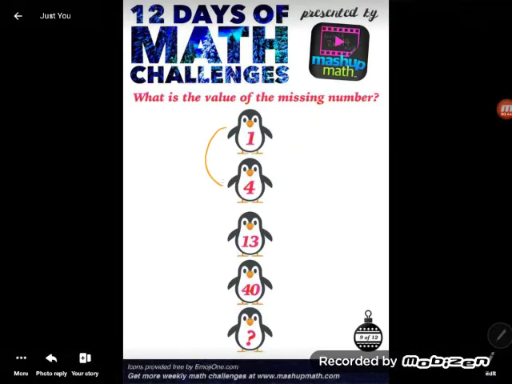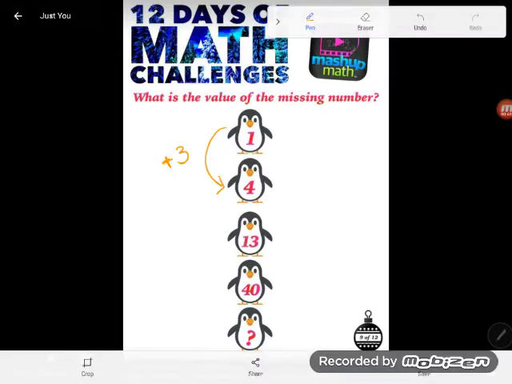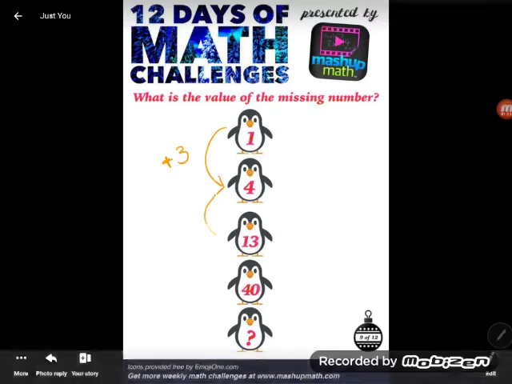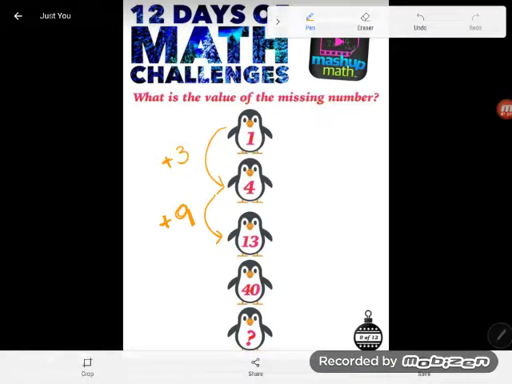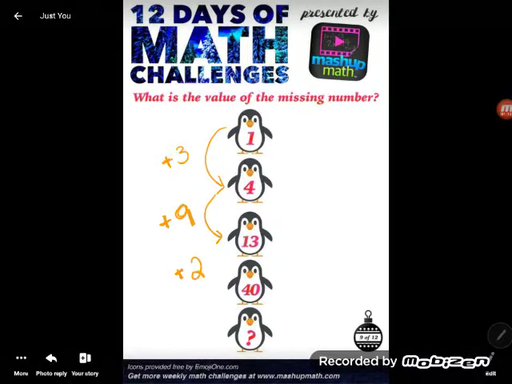So if I wanted to get from 1 to 4, I'd have to add 3. If I wanted to get there through addition or subtraction, I'd have to add 3. Then let's see what happens from 4 to 13. So 4, 5, 6, 7, 8, 9, 10, 11, 12, 13. That's an adding 9 situation. Okay, if I wanted to get from 13 to 40, what am I adding? Well, let's see. Adding 20 to 13 would get me up to 33, and then I'd need another 7 more. I'm adding 27.